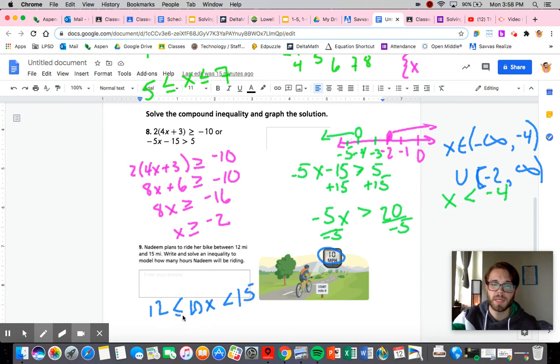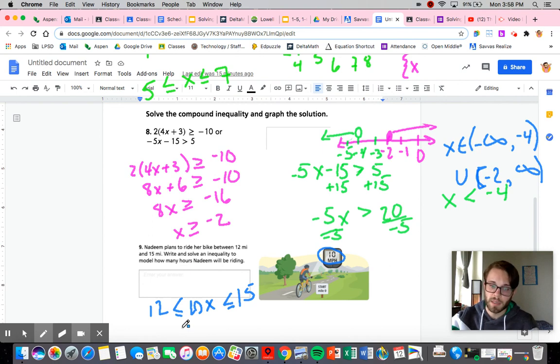And in this particular case, it doesn't really matter if we're dealing with greater than or equal to or less than or equal to. I'm going to put the equal to just because it's okay if Nadine rides 12 miles and it's okay if Nadine rides 15 miles. Either is acceptable in this instance. It's not a super crazy situation. Usually it's very explicit about not including it. So in this case, I'm just going to include it.